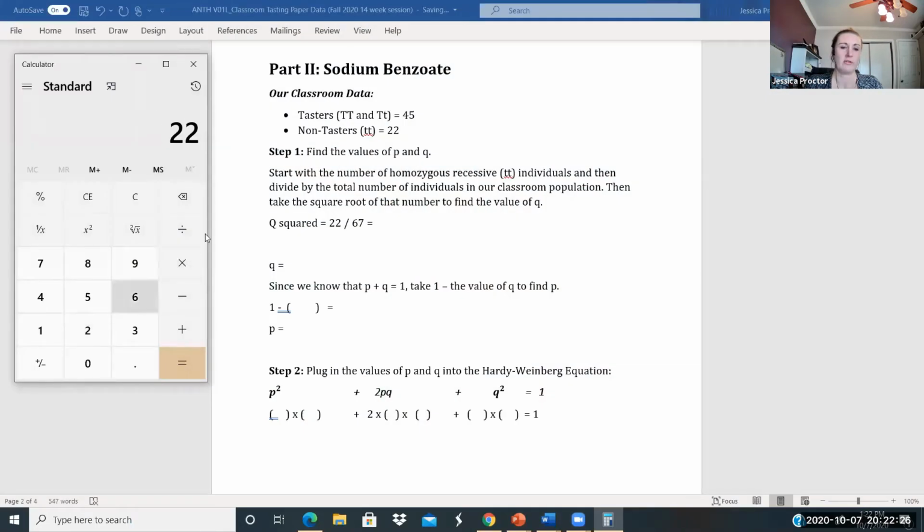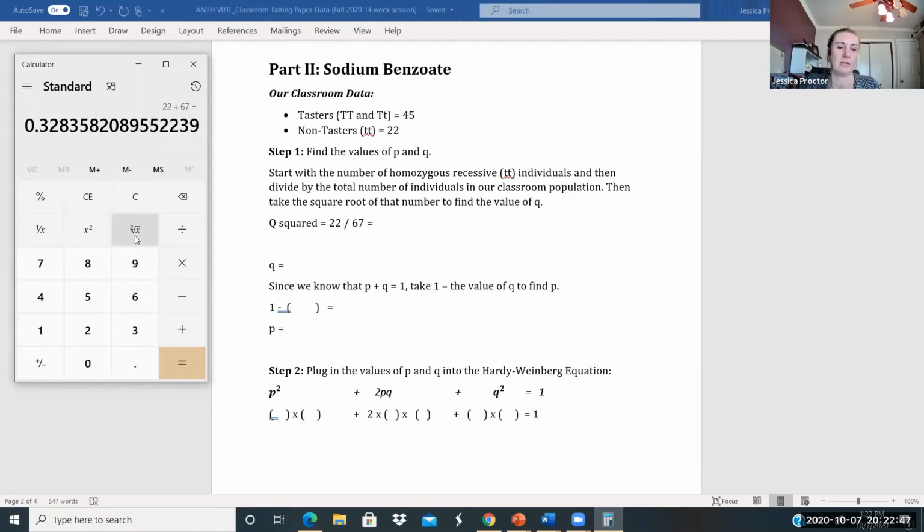So we're going to take 22 divided by 67, which gives us that big long number. Okay, so this is another area where sometimes a step is forgotten. This is not the value of just Q. This big long number here, that's the value of Q squared. If we want to get the value of just Q, then we need to hit the square root button.